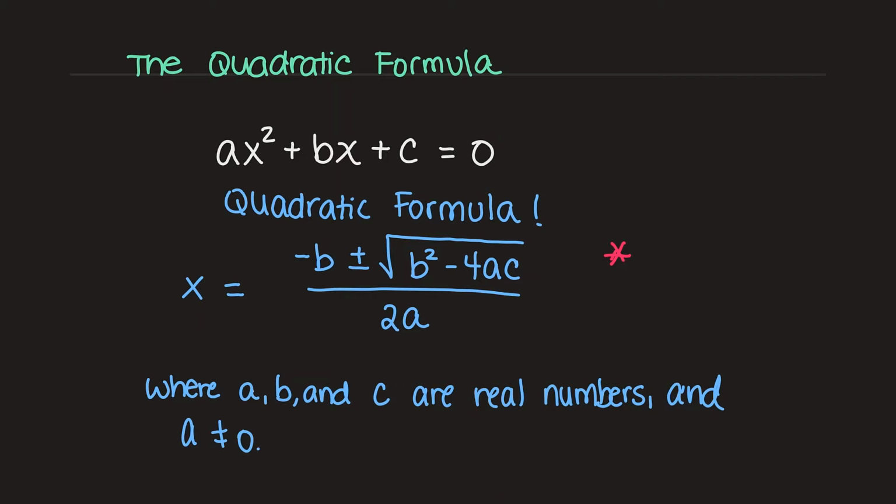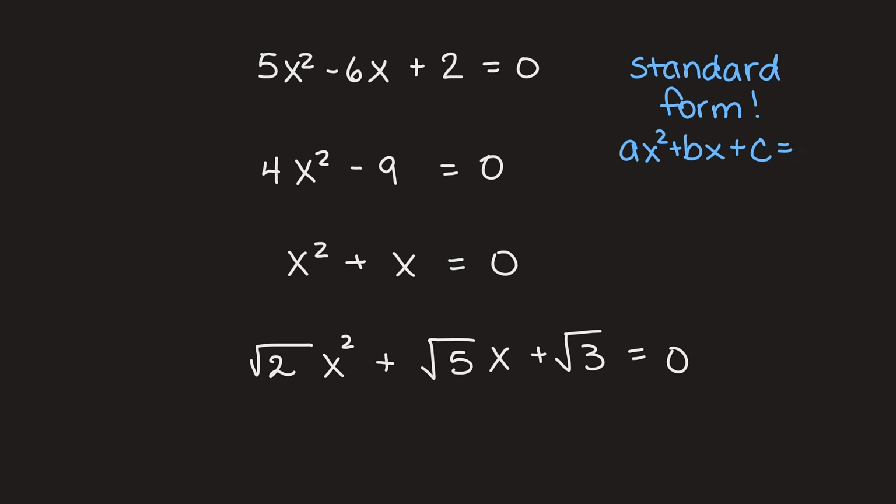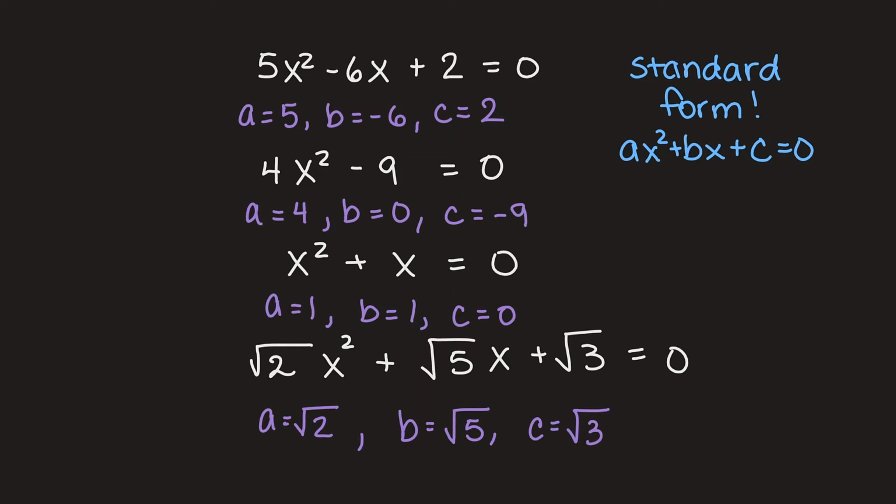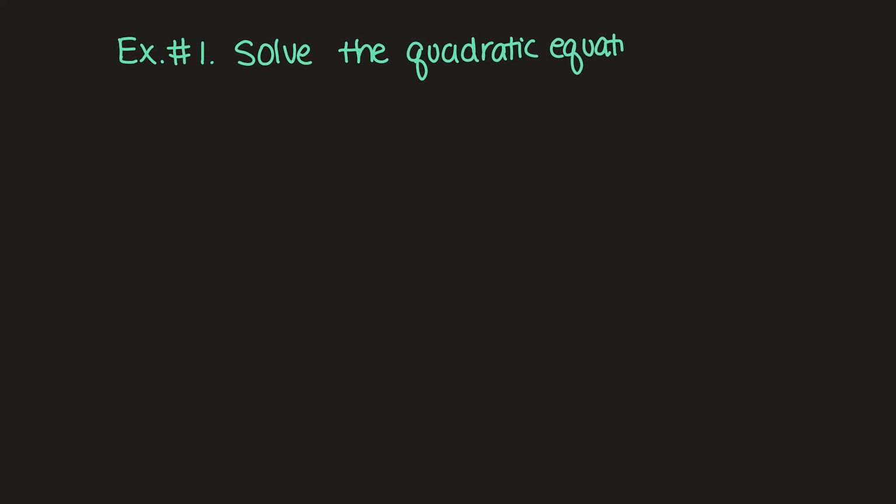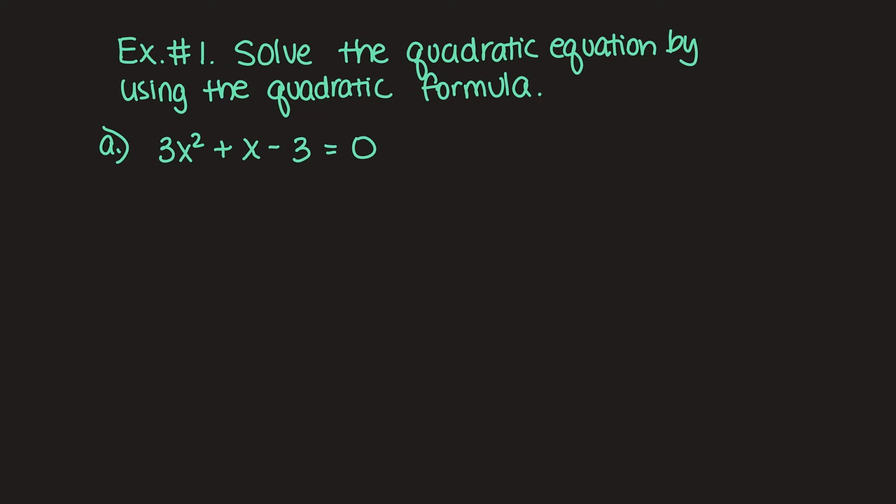Also, in order to correctly identify what a, b, and c are, it is helpful to write the equation in standard form first as ax squared plus bx plus c equals 0. The following examples are all written in standard form, and we can easily identify what a, b, and c are. Okay, so now let's try solving some quadratic equations by using the quadratic formula.